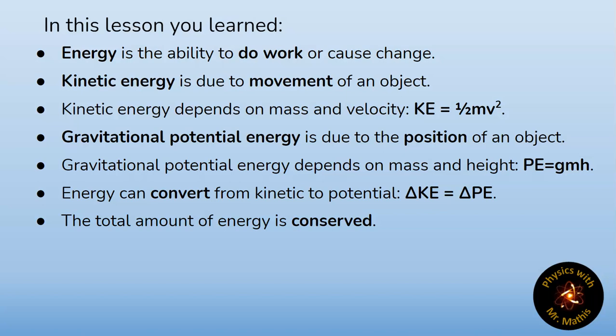In this lesson, we saw that energy is the ability to do work or cause change. Kinetic energy is energy that's due to the movement of an object, and its equation is kinetic energy equals 1/2 mass times velocity squared. Gravitational potential energy is energy that's due to the position of an object above the ground, and it depends on mass and height in the equation potential energy equals mass times acceleration due to gravity times height. Energy can be converted from kinetic to potential and back, but the amount of kinetic energy that's lost is the same as the amount of potential energy that's gained, and vice versa, because the total amount of energy is conserved.